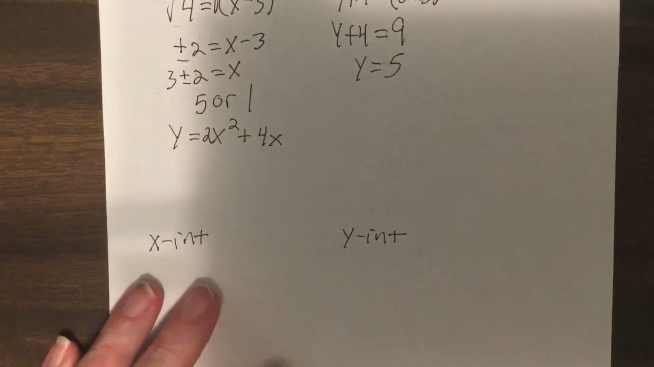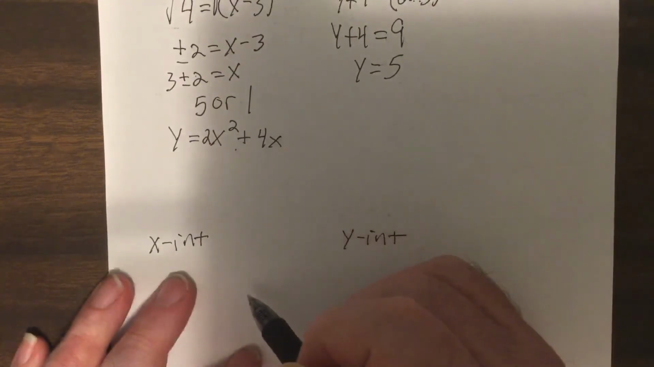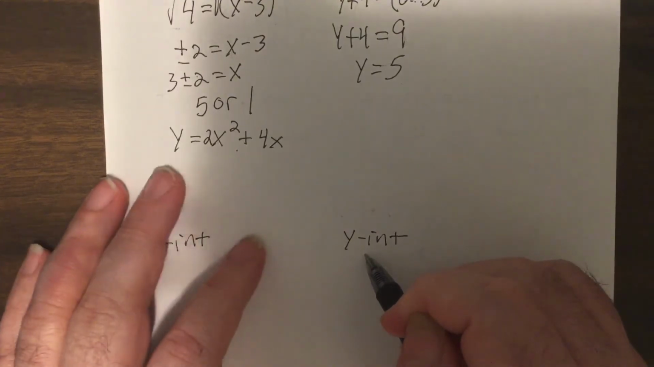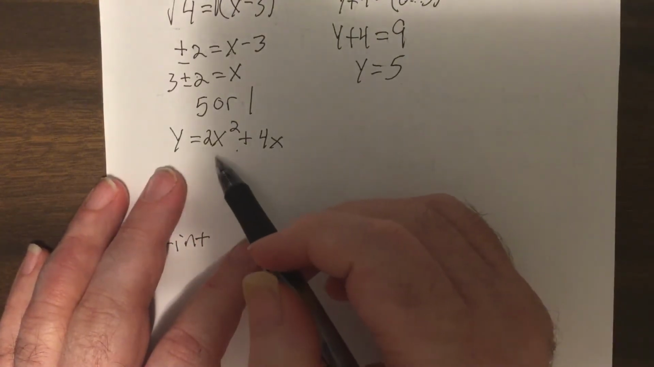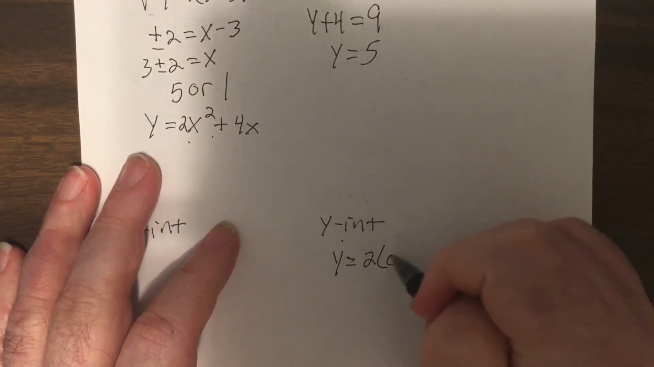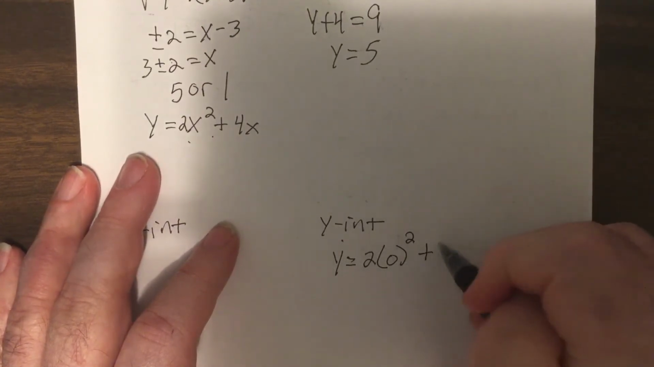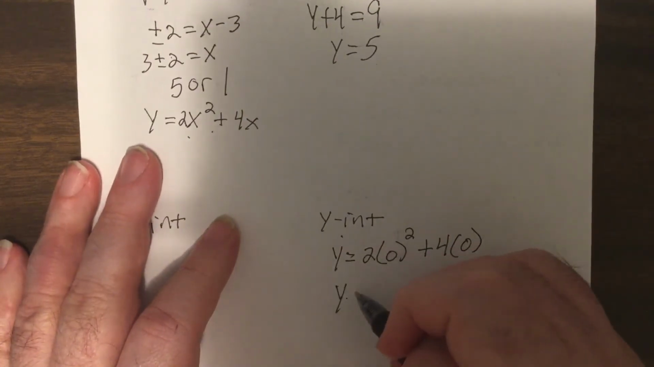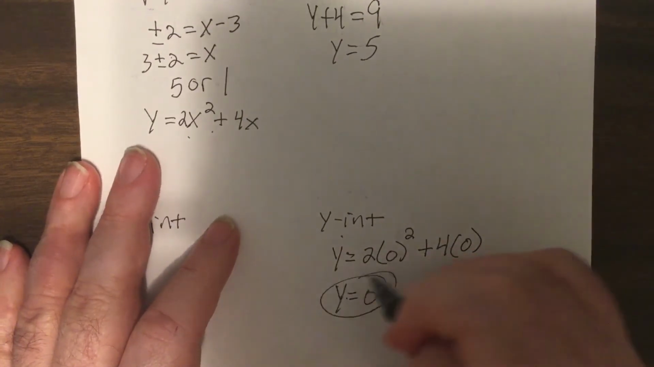So the next one, for this one, again, if you want the y-intercept, you put 0 in for x. Holy cheese, can it get any easier? I'll even write it out for you: 2 times 0 squared plus 4 times 0. Oh my goodness. So the y-intercept is 0.